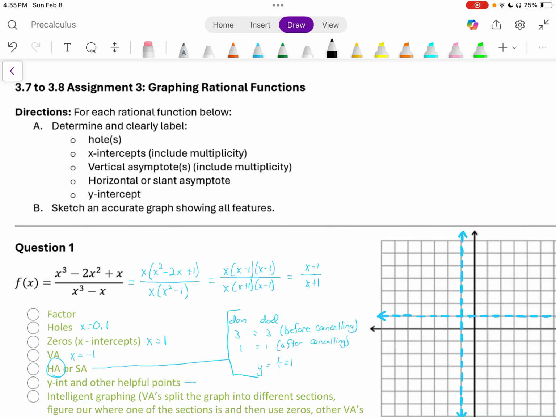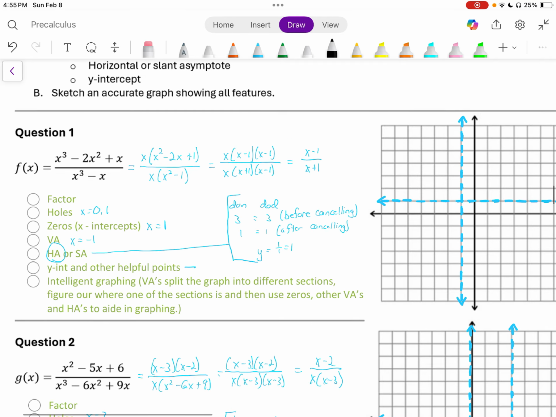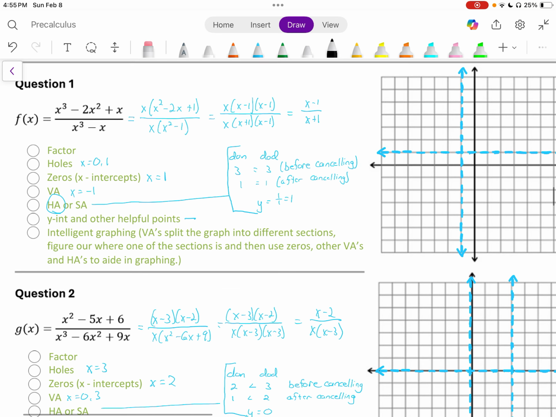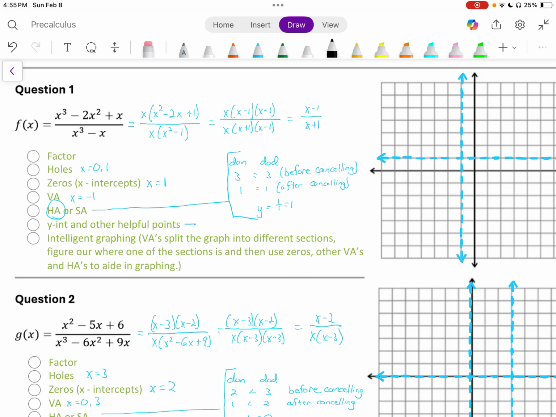We're going to work through 3.7 to 3.8 assignment 3, where we will graph rational functions. Question number 1. We want to graph f of x, so the first thing we need to do is factor. We notice here in the numerator there's an x in common, so we can factor out an x and get this. In the denominator there is also an x in common, so we can factor to get this.